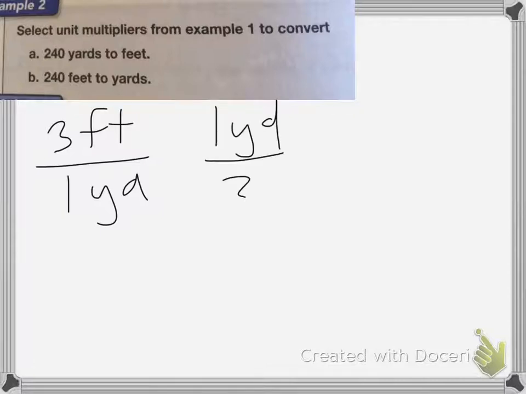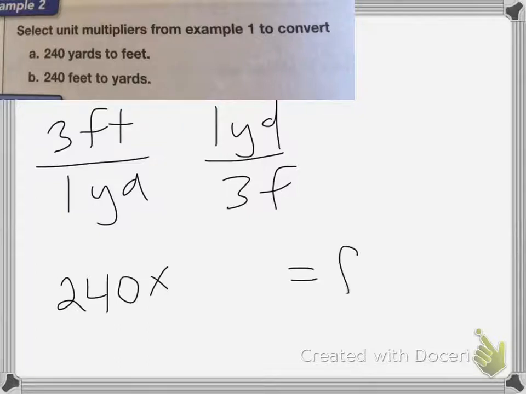Now it wants me to select a unit multiplier from lesson 1 to convert these amounts. So if you remember, we had 3 feet over 1 yard and 1 yard over 3 feet. So A, it wants me to convert 240 yards into feet. So I need to multiply 240 by my unit multiplier, and I have to end up with feet here at the end, something feet.